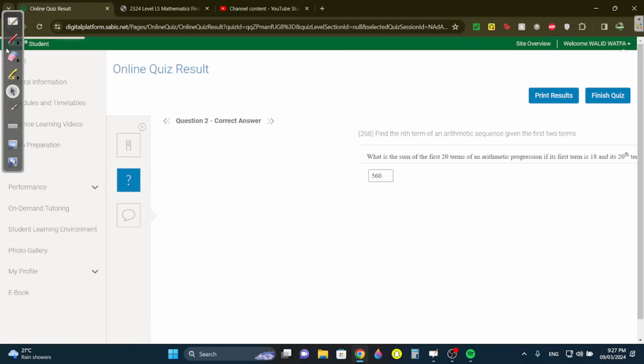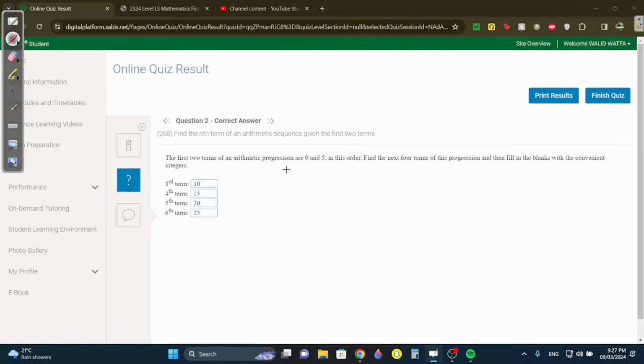Question 2. The first two terms are 0 and 5. Define the next four terms. Okay, so like I said, the formula to find any number in an arithmetic progression is an equals a1 plus n minus 1 d. This was the formula. So the first term plus how many times you add in between.